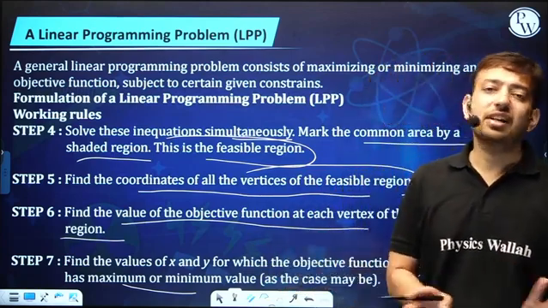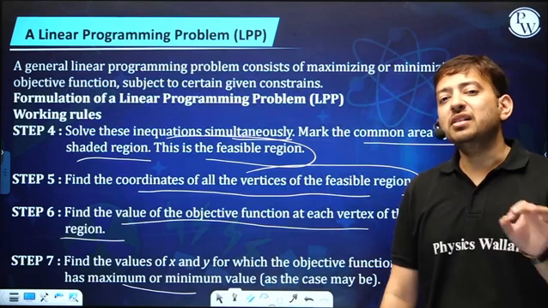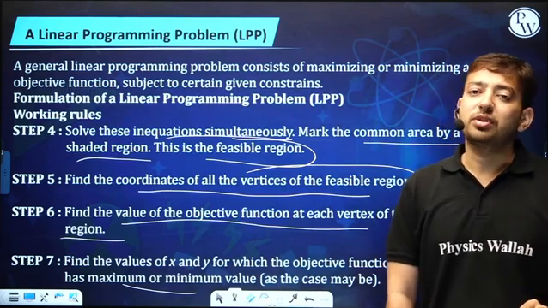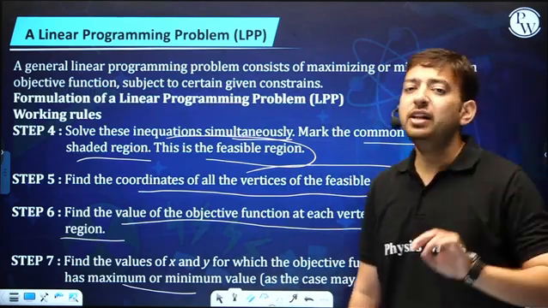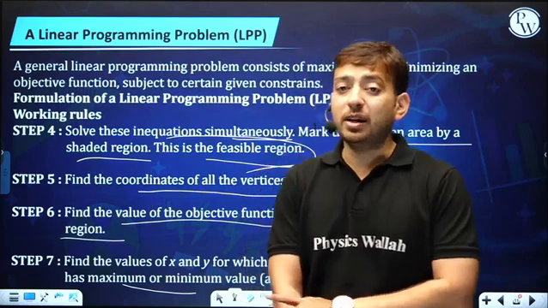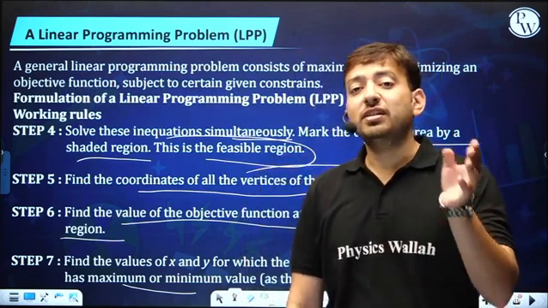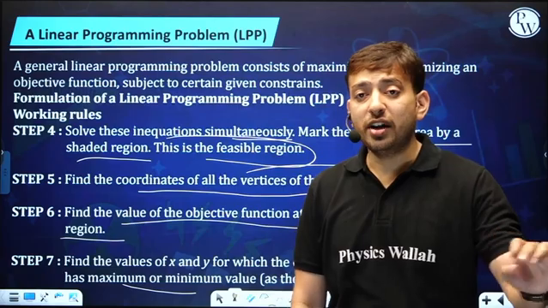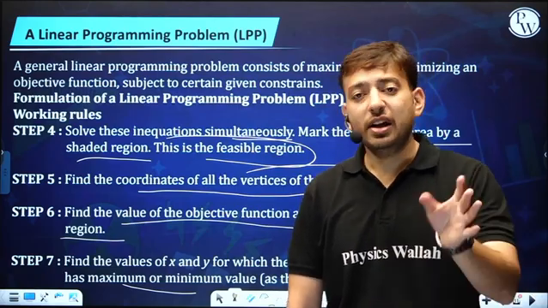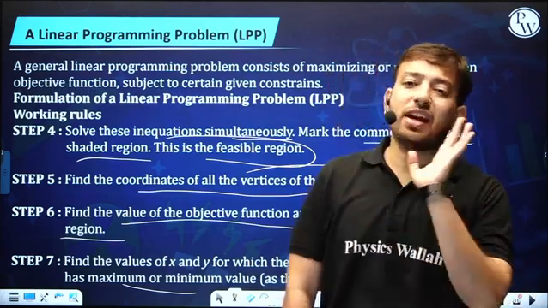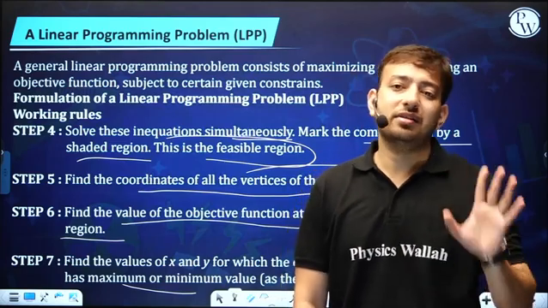Means done. Nothing else to do in LPP. Easy 5 to 6 mark questions will come from this part. Just you need to properly solve it. Now the difficult part comes when the region is unbounded. If it is bounded and feasible, it's very simple. If it is unbounded, then one extra step you need to do.